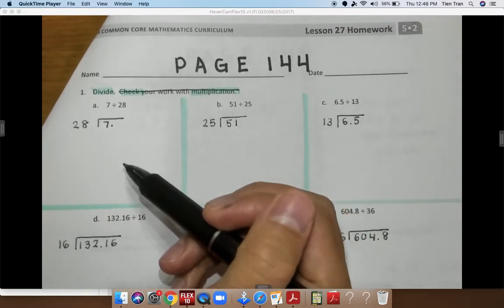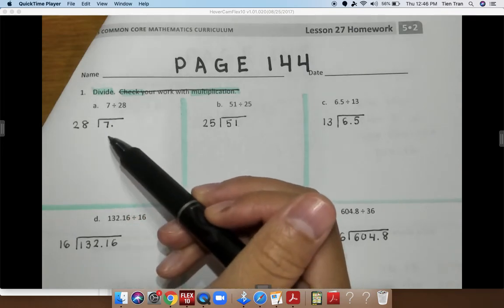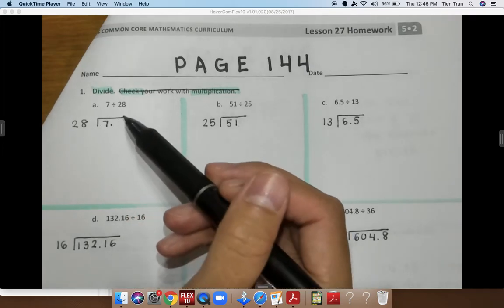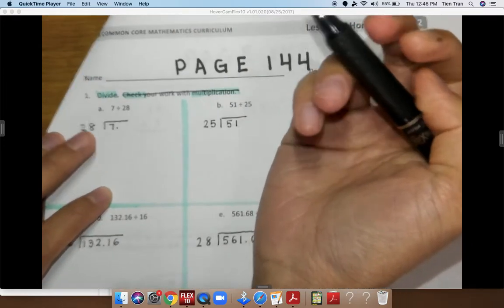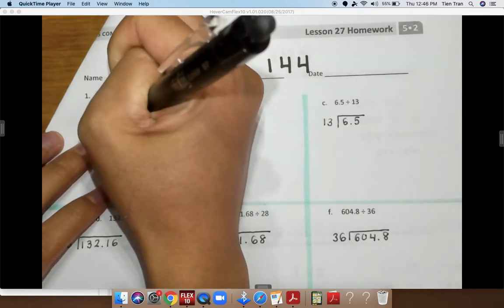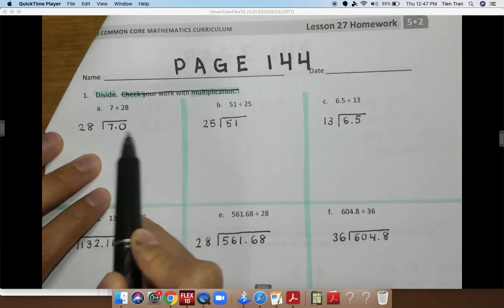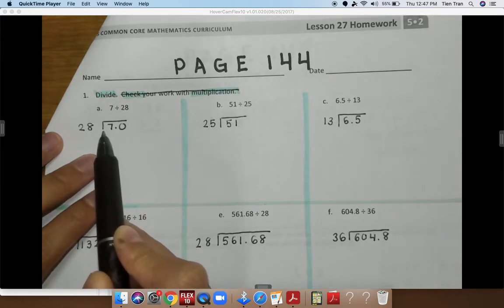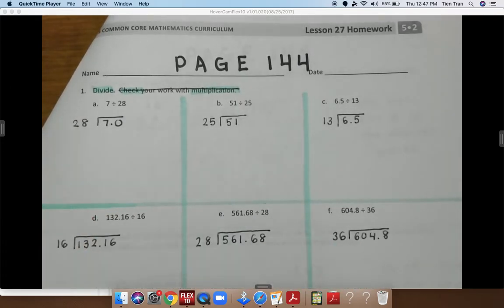So, for the first problem, I'm figuring out how many times 28 can go into 7. 28 can't go into 7. So what I'm going to do is add a decimal, because now that you have learned about decimals, we can add a decimal and a 0 to the end, because remember, 7.0 is the same as 7, and it's also the same as 7.00000. How many zeros there are doesn't really make a difference. What it allows us to do is complete the problem until we get 0 and no remainders.